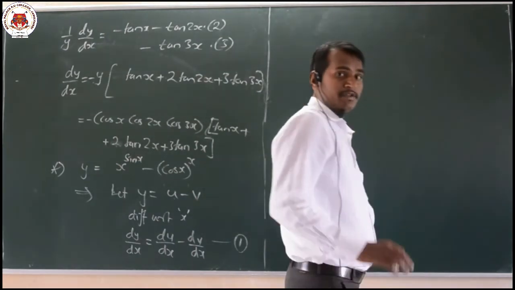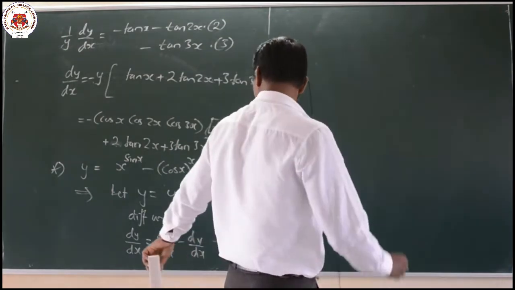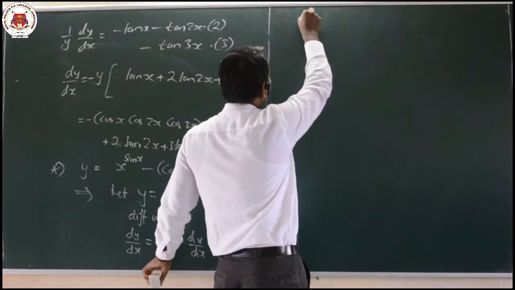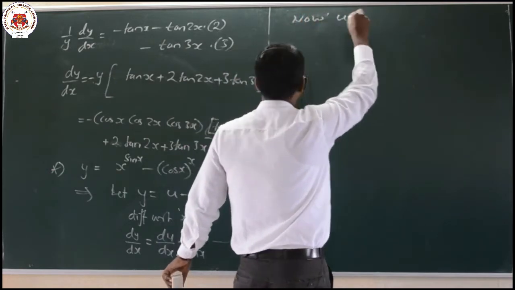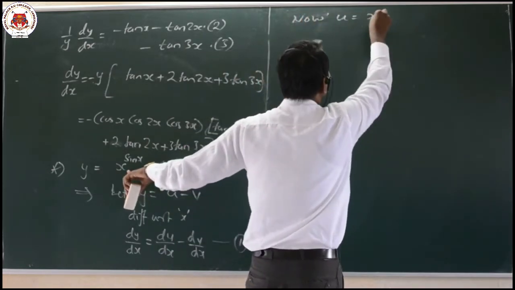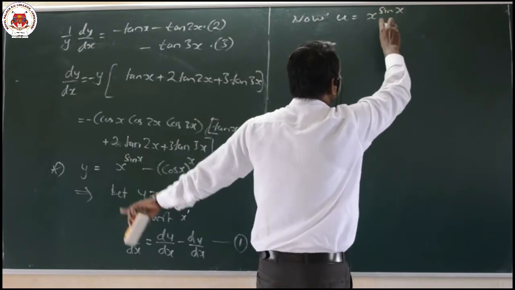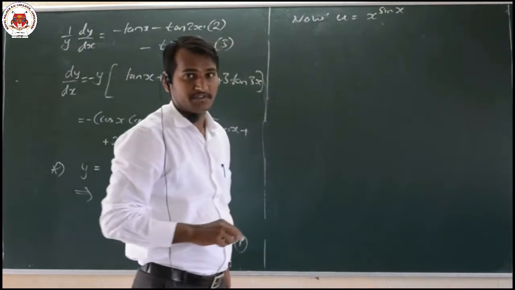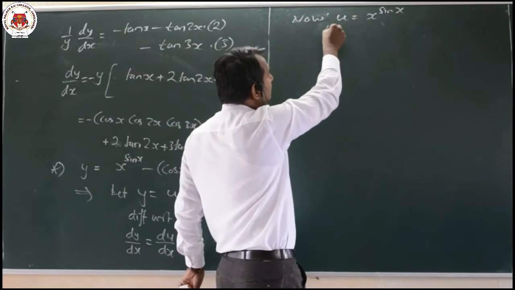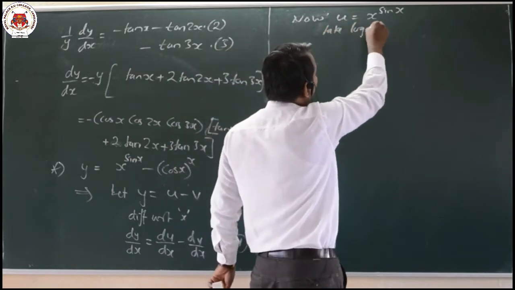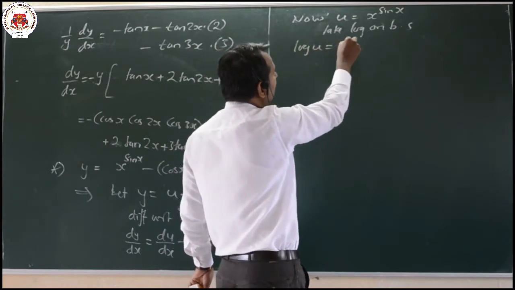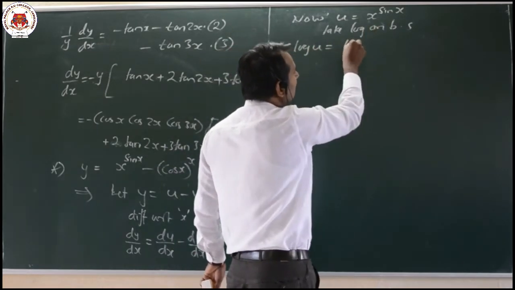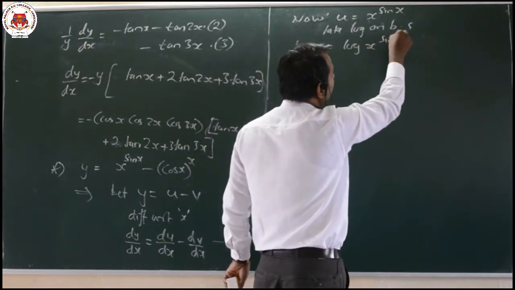Okay, now pay attention here. First of all, let u is equal to what we have taken here, x to the power of sin x. Just now we had solved this part. Now take log on both sides. What we get here? Log u is equal to log of x to the power of sin x.